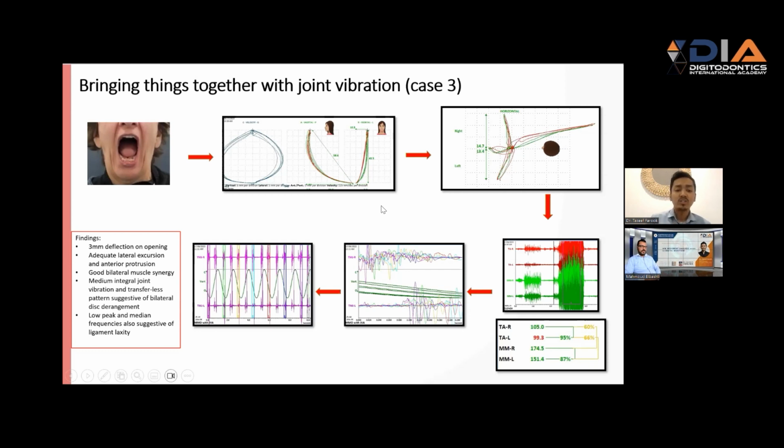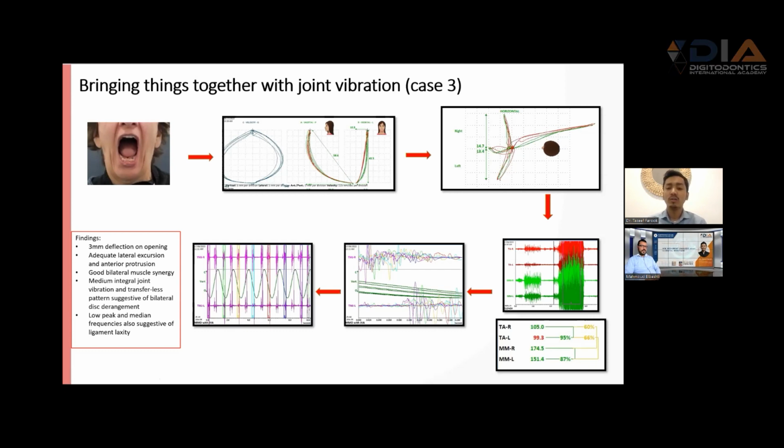The transferless pattern would suggest bilateral disc displacement, and the low peak median frequencies are also suggestive of ligament laxity, meaning that their ligaments are slowly loosening up. And sometimes this might be attributed to degenerative disorders. And for this person, they did have a history of osteoporosis, and they were planning on starting a session of bisphosphonates within a week. So the history lines up with the findings.